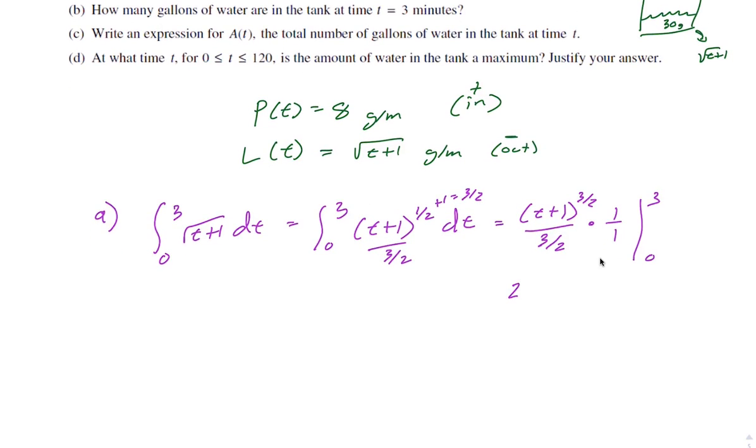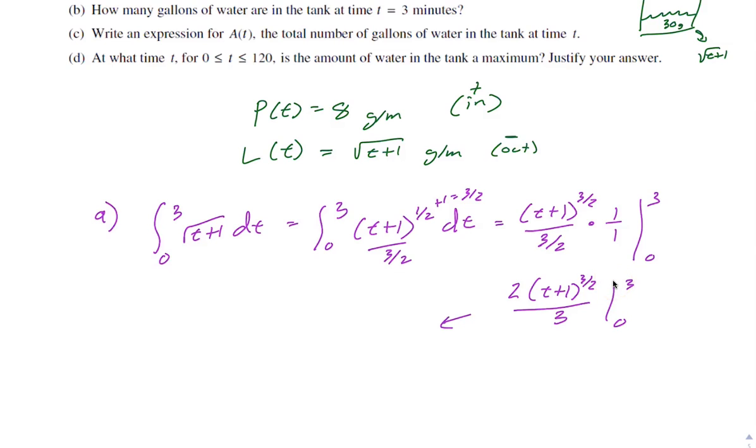So that 2 goes to the top. (t plus 1) to the 3/2 over 3, from 0 to 3. Now I cannot leave it like this. I do got to simplify it a little bit more. I know I just said in AP Calc you can simplify and be done with it, but this is not simplified enough. You have to plug the limits in.